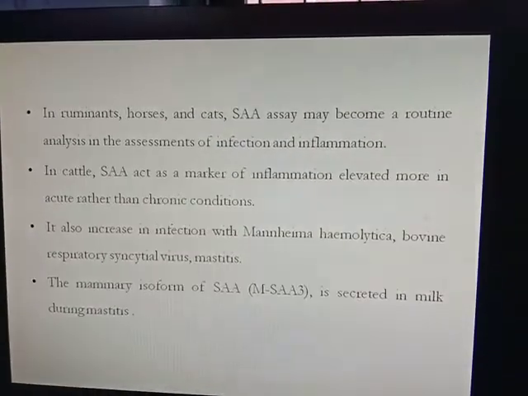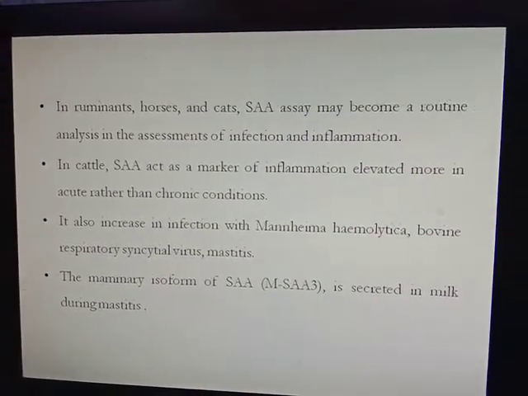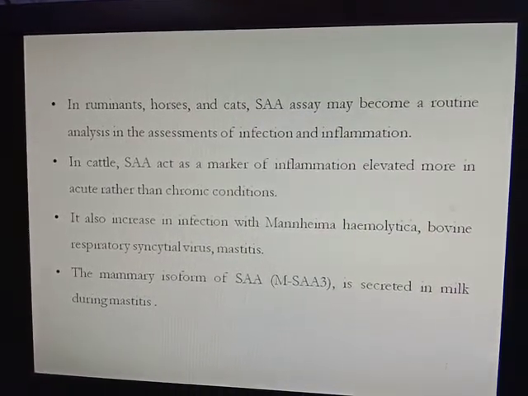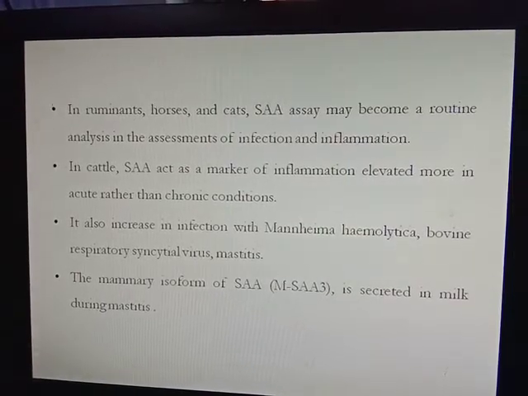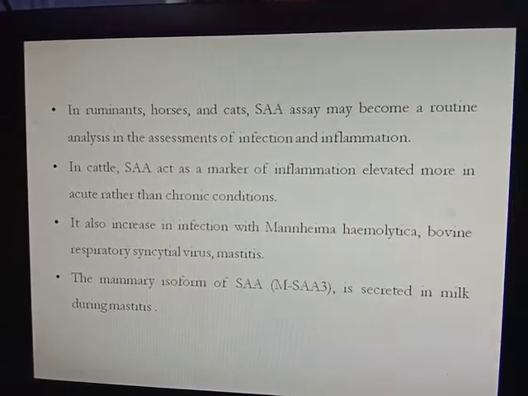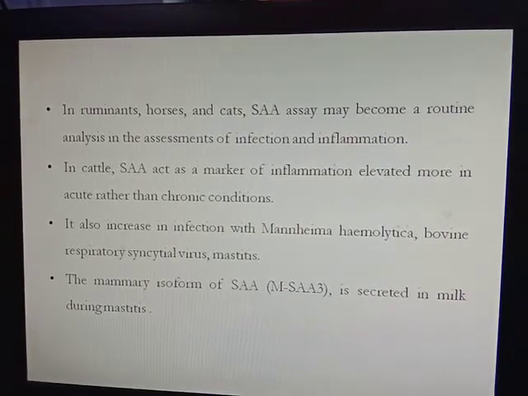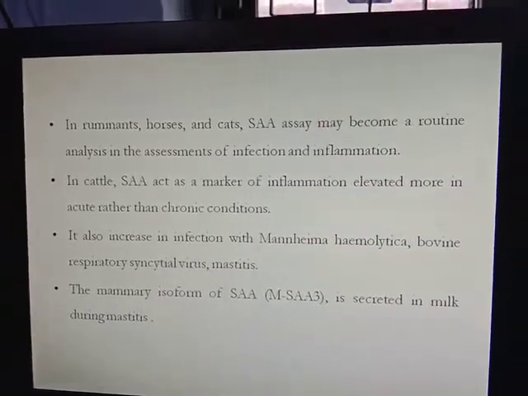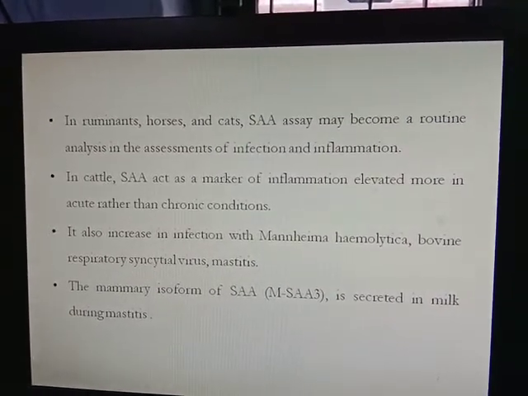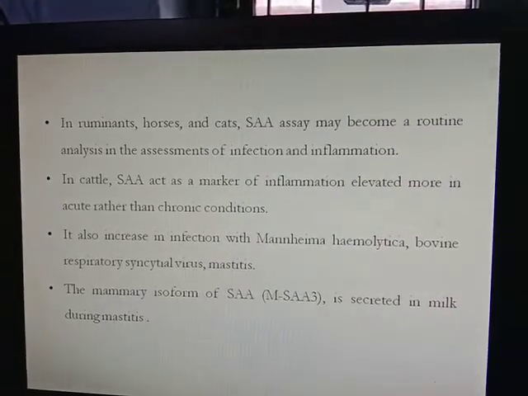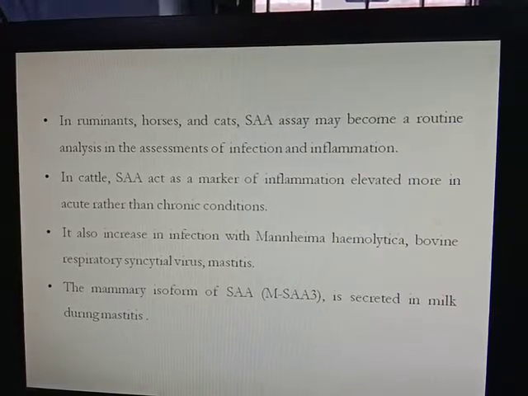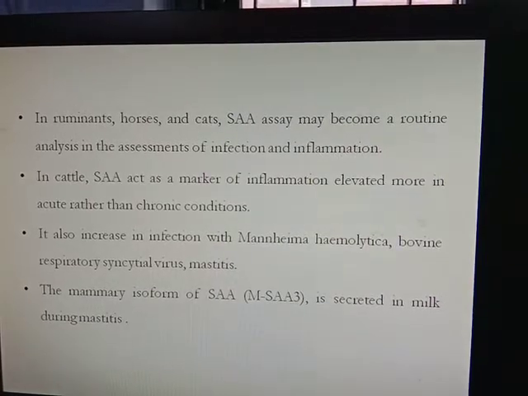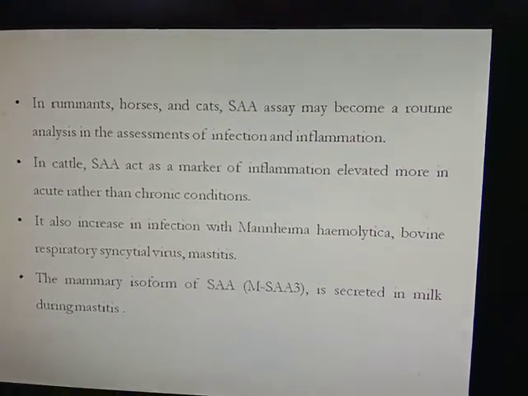In ruminants, horses and cats, serum amyloid A protein assay may become a routine analysis in the assessment of infection and inflammation. In cattle, serum amyloid protein A acts as a marker of inflammation, elevated more in acute rather than in chronic conditions. So it acts as a marker in cattle in acute conditions, not in chronic conditions. It also increases in infection with Mannheimia haemolytica, bovine respiratory syncytial virus and mastitis. The mammary isoform serum amyloid A3 is secreted in milk during mastitis.